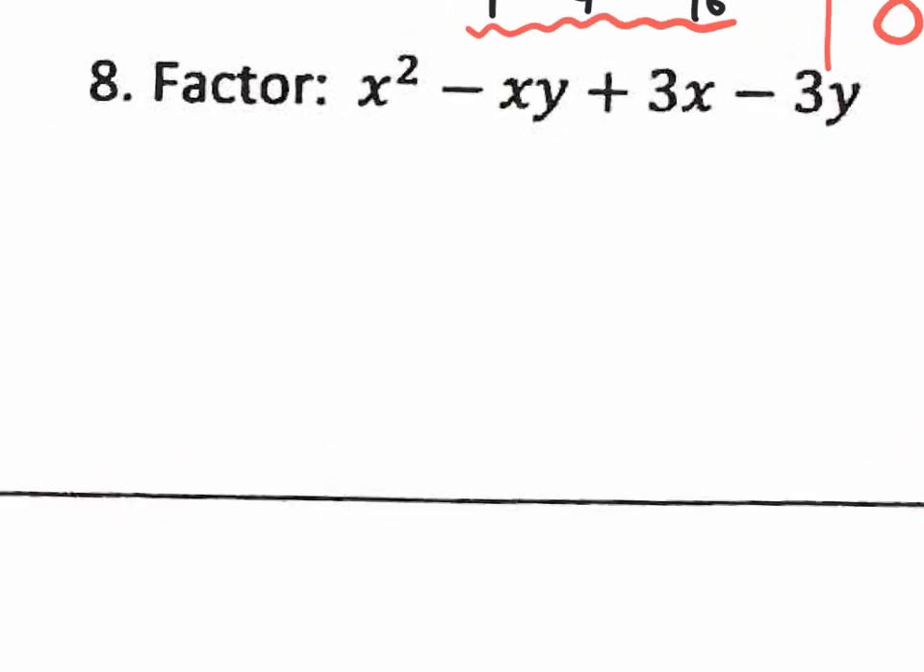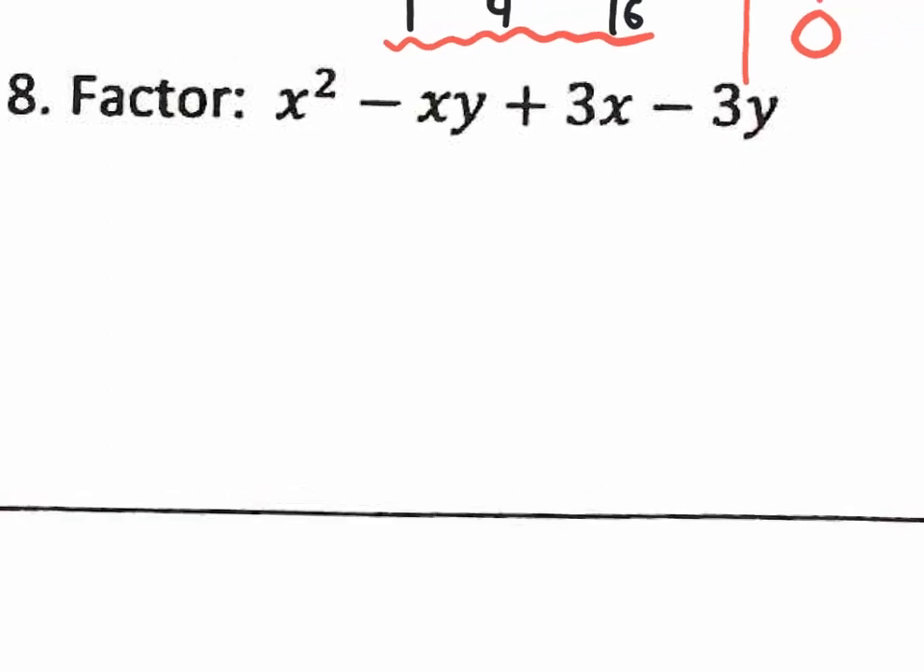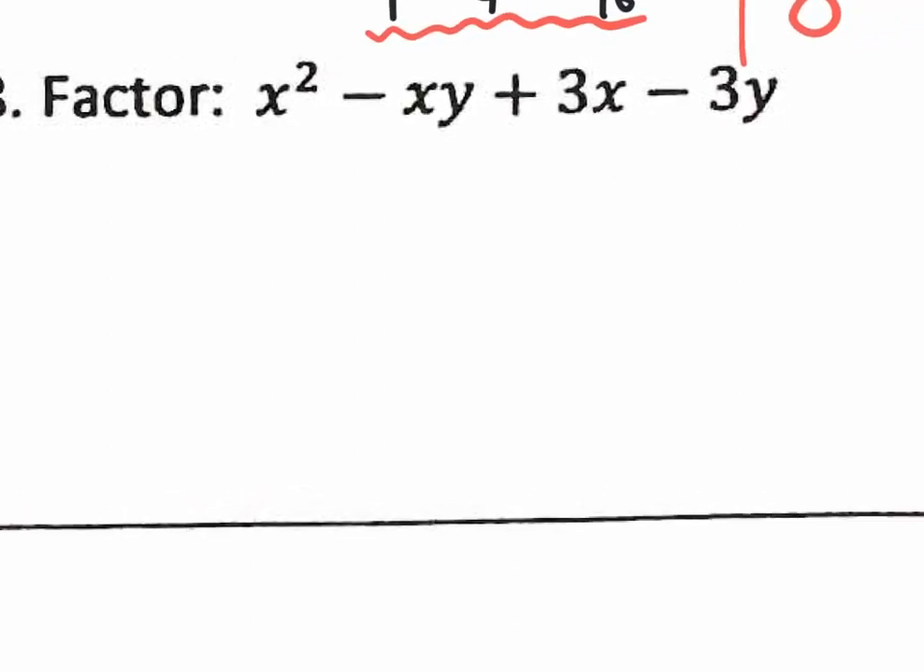Number 8, how would you factor that? Could you pull out a GCF from all 4 terms? Yeah. No. Yes. No. Oh, no. You have to split it into 2 groups. That's called factoring by grouping. First group will be x squared minus xy, plus 3x minus 3y.